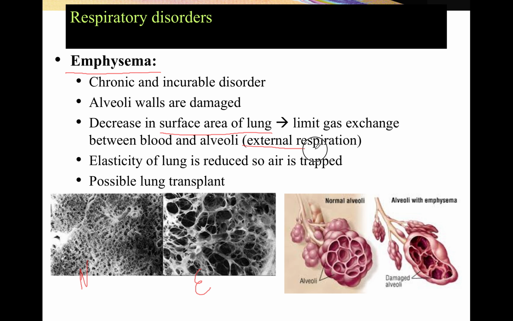This affects your external respiration because now you have limited surface area, which means the exchange between your lungs and your blood vessels would be limited. And also you have a reduced elasticity of the lung. Remember I said the lung is very elastic, which means if it loses its elasticity, it cannot basically exchange air effectively between the atmosphere and the lungs. And the problem with this is basically you can bring air in, and when the air comes in, you have very limited surface area. To resolve this issue, the best way is to basically get a lung transplant.